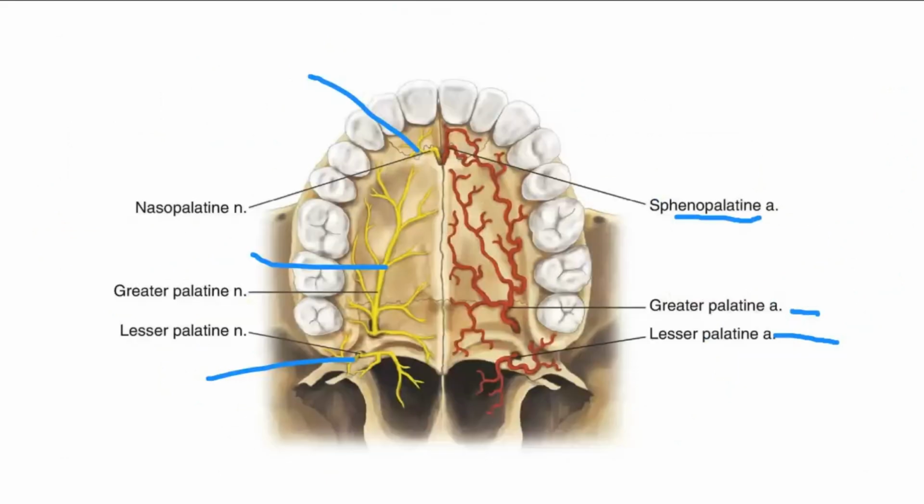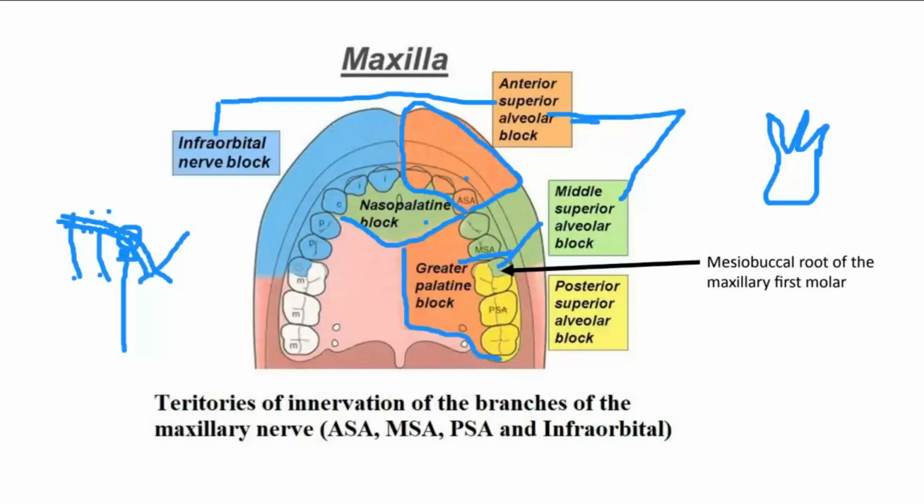Okay, and this one, the lesser palatine. Oh, there's no lesser palatine block in this image. No, we don't even need it because it's not related to the teeth. It's related to the soft tissues like the uvula and the soft palate. So this is not our target. It's not even related to any of the teeth, so it's not one of our targets. Okay, makes sense. All right.